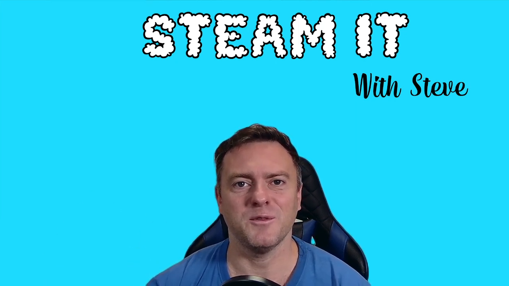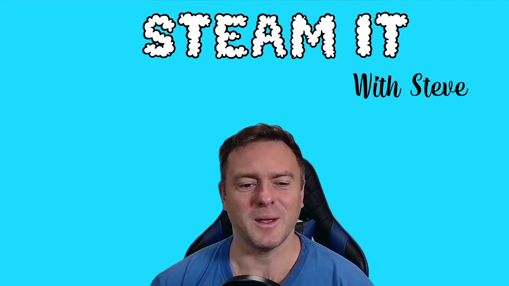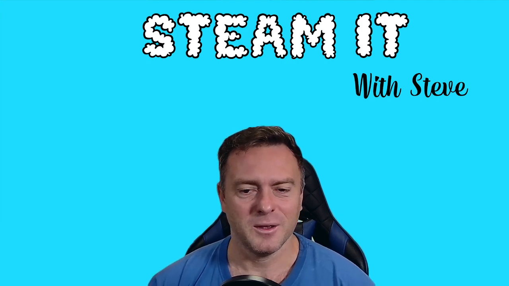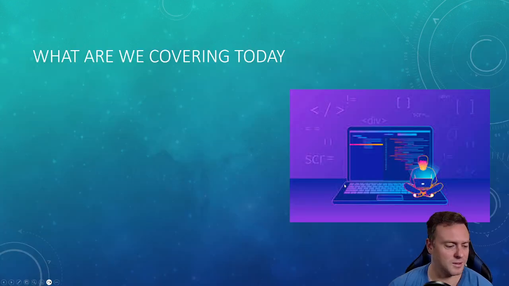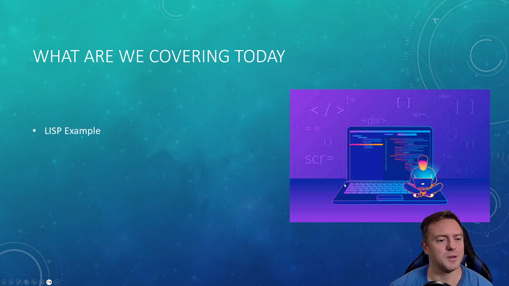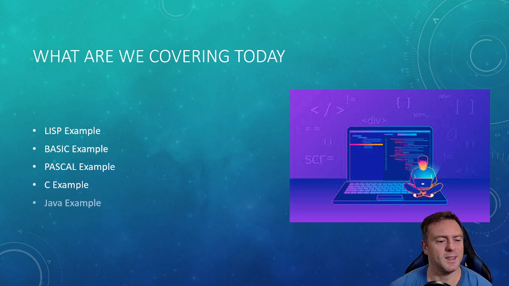Today we're going to unpackage a few more of these historical programming languages that we've been exploring. So let's jump on in. We've got all the way up to COBOL after using Fortran and Algol, and now we're going to move into more of the modern era of languages. The languages we're going to cover today are Lisp, Basic, Pascal, C, and then a Java example at the end.